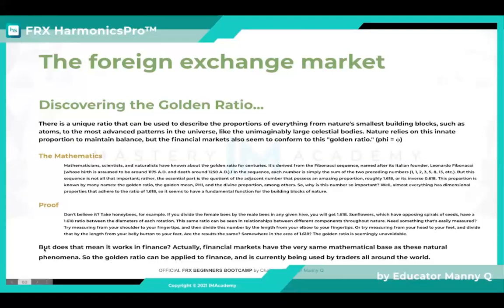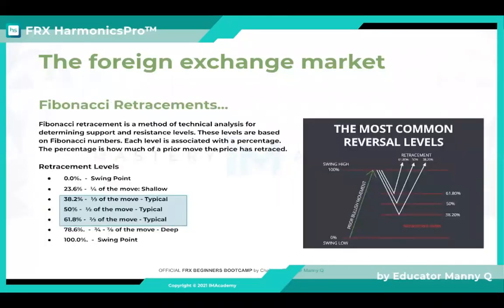So look, the article said, does this mean it works in finance? Well, actually, financial markets have the very same mathematical base as these natural phenomena. So the golden ratio can be applied to finance and is currently being used by traders all around the world, ladies and gentlemen. I don't know if I can explain the Fibonacci ratio any better than what I'm doing right now, but this is basically where the golden ratio derives from. This is why we use the Fibonacci tool in the market, and the Fibonacci tool just always seems to work out in our favor.